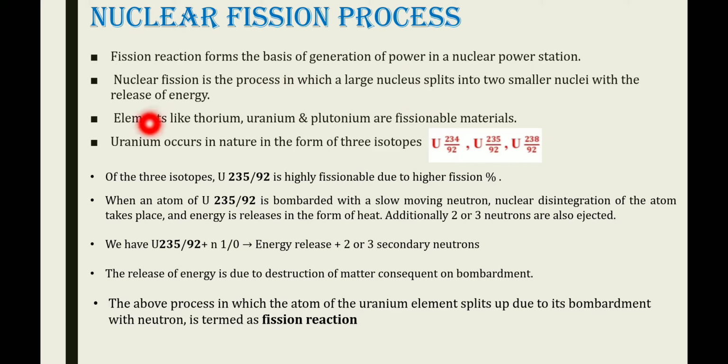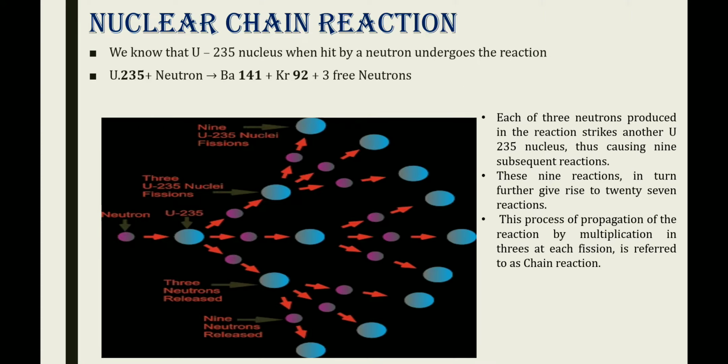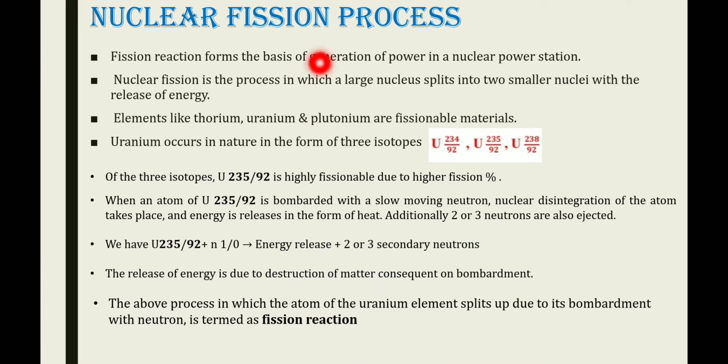Some other materials are also there. Elements like thorium, uranium and plutonium are the fissionable materials. Out of these three, uranium is the most widely used. This uranium occurs in nature in the form of three isotopes. Which are those three forms? They are uranium-234 (92), uranium-235 (92), and uranium-238 (92).